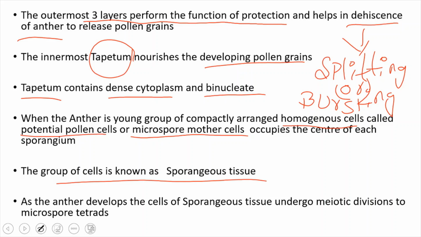So these cells divide by meiosis. When the anther becomes mature, the potential pollen cells or microspore mother cells divide by meiosis and give rise to 4 daughter cells. Each microspore mother cell divides and gives rise to 4 cells, so it is called a microspore tetrad. The cells are called microspores. As 4 cells are present, it is known as a tetrad. Tetrad represents 4 cells.